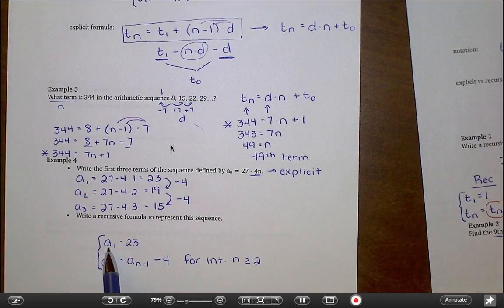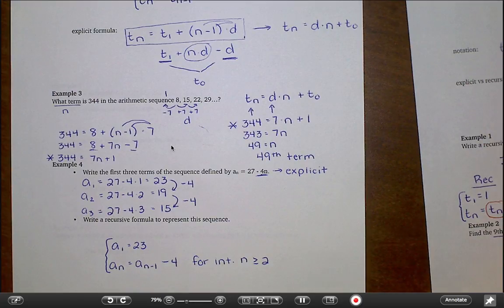Term 1 is already given to you, so you don't have to worry about term 1. But starting at term 2, this is what you would do. So just don't let that freak you out if you see it.